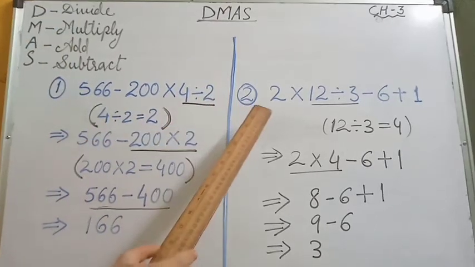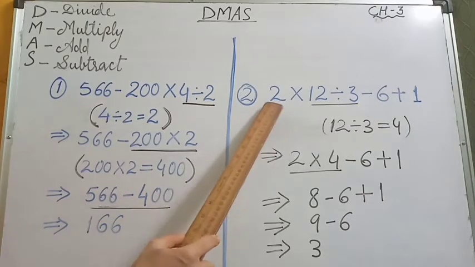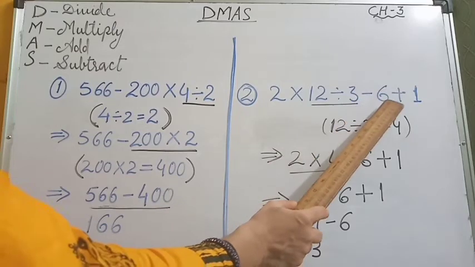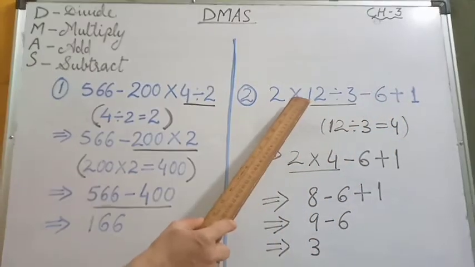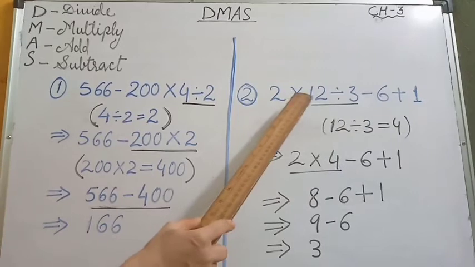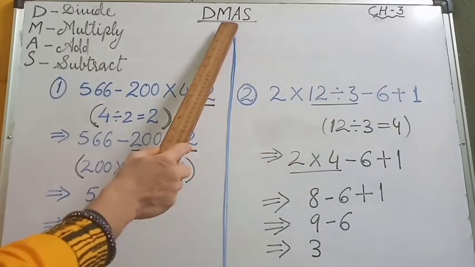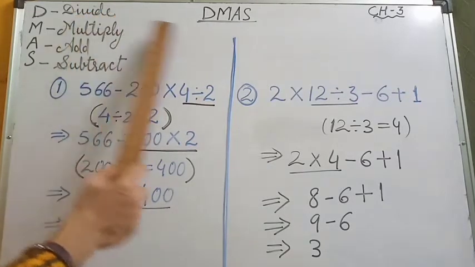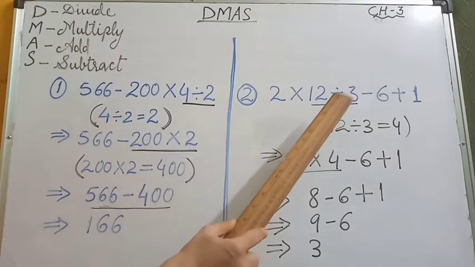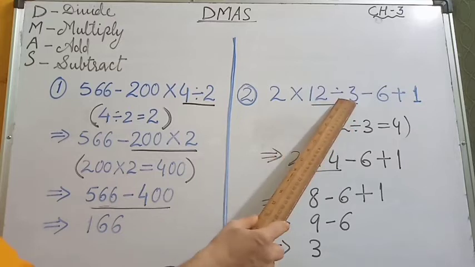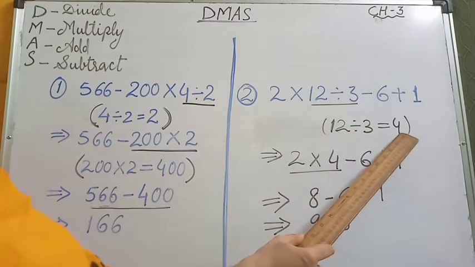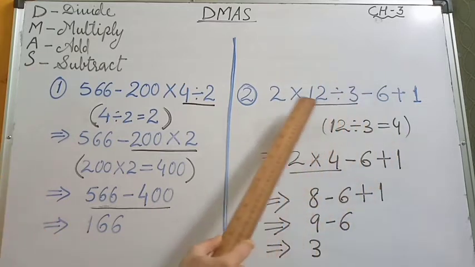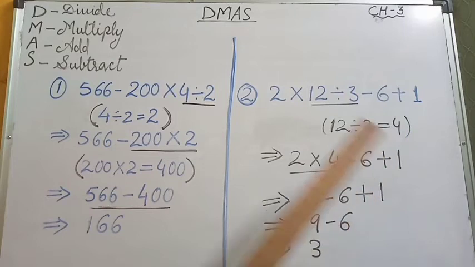Let's take one more example. Here in this question, 2 multiplied by 12 divided by 3 minus 6 plus 1. Here you can see all the four operations are there. So to solve this expression we will again follow the DMAS rule. According to this rule, first of all we have to solve the division. So let's start. 12 divided by 3 we will get 4. So in place of this term we will write 4 and rest of the terms we will write as it is.